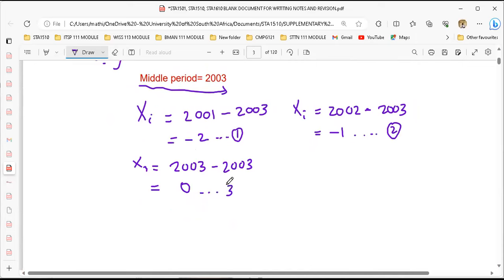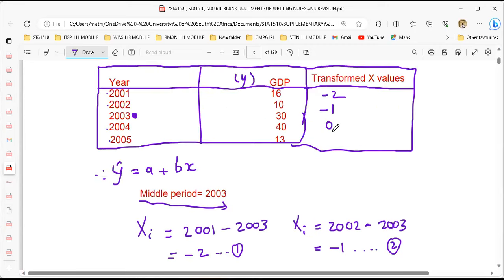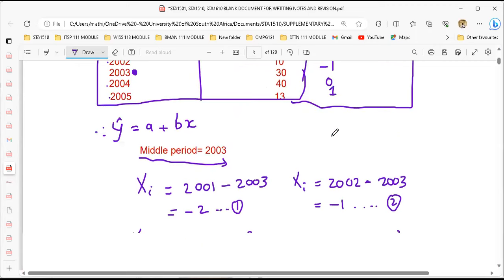That's number 3, and then this is x, and then number 4 is equal to the ith period. It's what? 2004. So 2004, and then minus 2003. So 2004 minus 2003, obviously I'll get 1 here, and I'm going to write it here, and this is 1. All right, and then I'm done with this one.